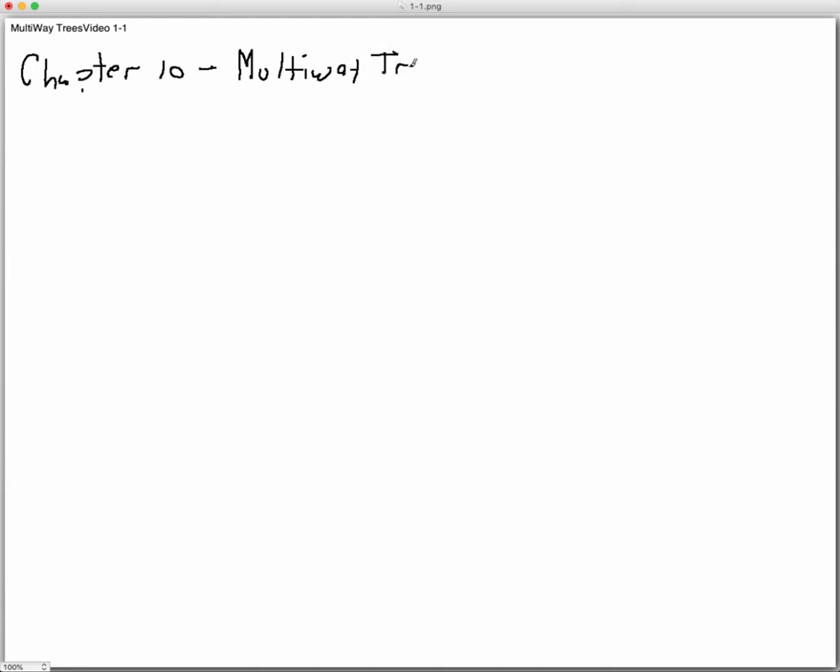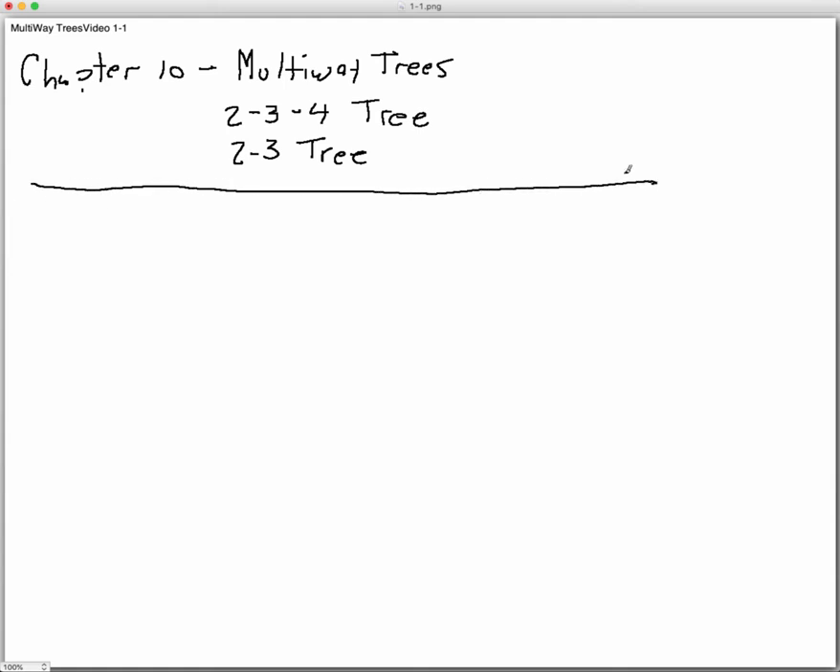And we're going to discuss two different kinds of them. There's something that's called a 2-3-4 tree. And there is something else that's called a 2-3 tree. And we'll get to both of those a little bit later. What I wanted to do here is give you a little bit of motivation. So you could call this particular video an intro.